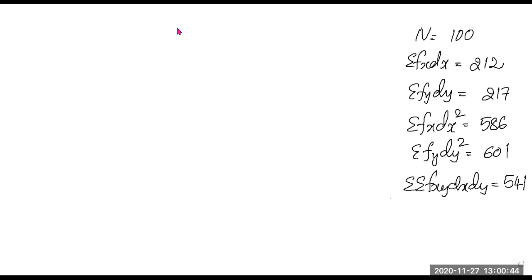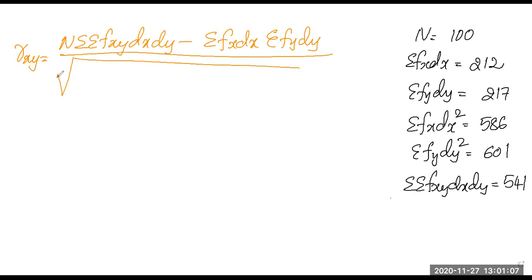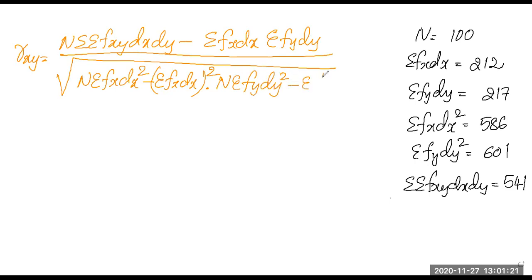Okay, let's write the formula first. rxy is equal to n into double summation fxy dx dy minus summation fx dx into summation fy dy, whole divided by square root of n summation fx dx square minus summation fx dx the whole square, into n summation fy dy square minus summation fy dy the whole square.